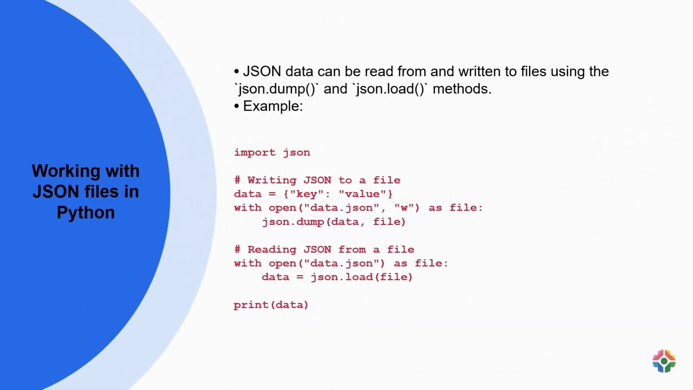JSON data can be processed using the json.dump method to write data to a file and the json.load method to read data from a file. For instance, in Python, after importing the JSON module, one can use json.dump to write JSON data to a file by passing the data and file object to the method, encapsulated in a with statement.